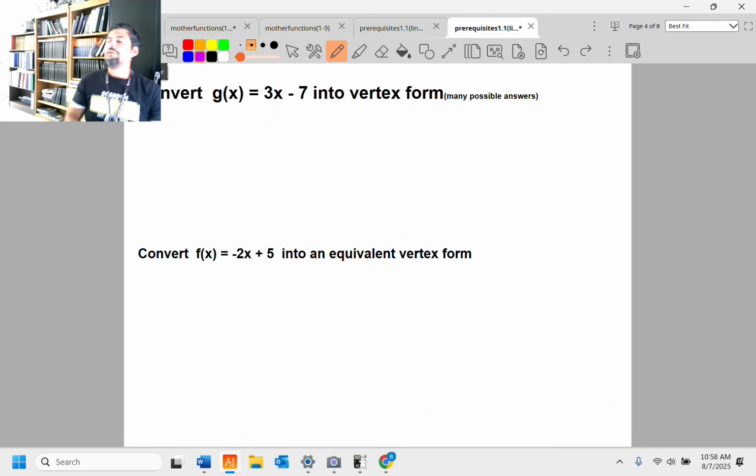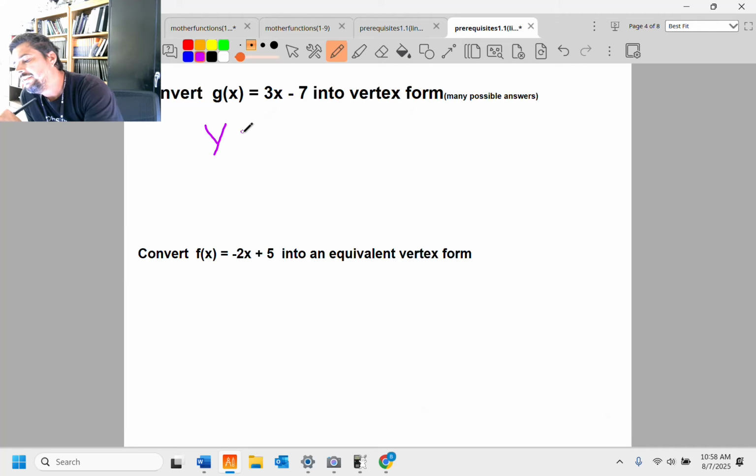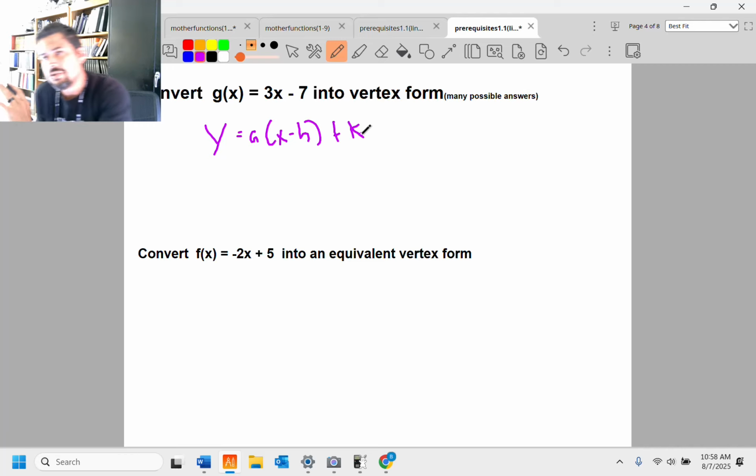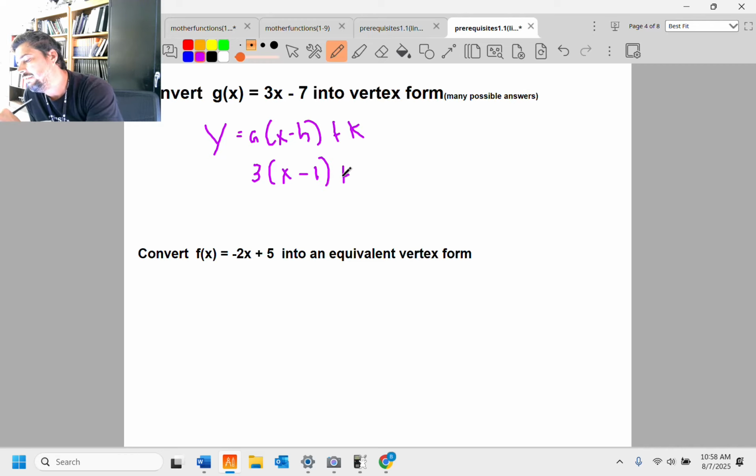Moving forward, convert 3 times x minus 7 into vertex form. And this thing has a number of possible solutions. Vertex form again is y equals a times x minus h plus k, where h and k are some point that exists on the graph. Now, this is kind of like anti-factoring. So there's a 3 in front of that x, and I'm going to leave the x in the parentheses. And I'm just going to make up a number here. I'm going to put -1. And I don't know k yet, okay? But I know that the result has to be -7.